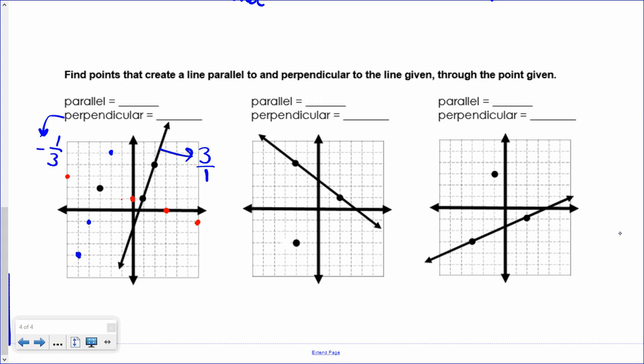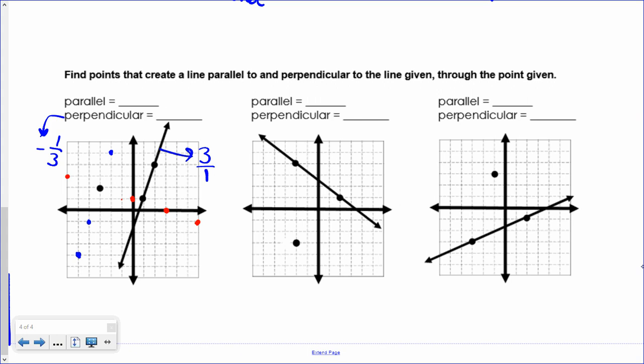Anywho, what are the points over here that you guys would use? What's a parallel point? Alright, please do not talk. Stop saying words unless it's to answer my question. I'm asking for you guys to check your answers on this.